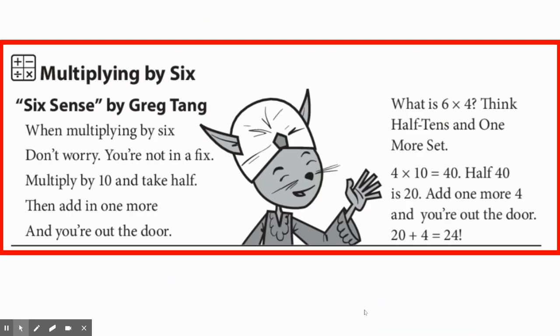Here is Greg Tang's ditty. When multiplying by 6, don't worry, you're not in a fix. Multiply by 10 and take half, so that's your times 5 fact. Then add one more, and you're out the door.